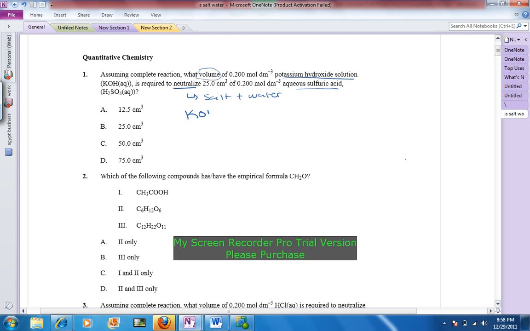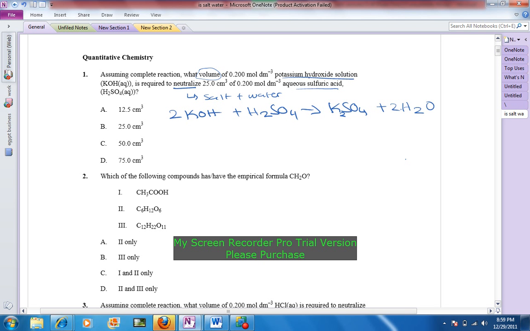So KOH plus H2SO4 gives you the salt, which is K2SO4, plus H2O. Okay, and then you balance it out. So here's a 2 and a 2 here. And you can check that balance and everything should be alright.